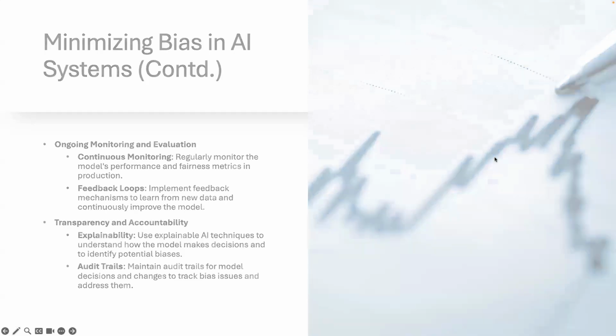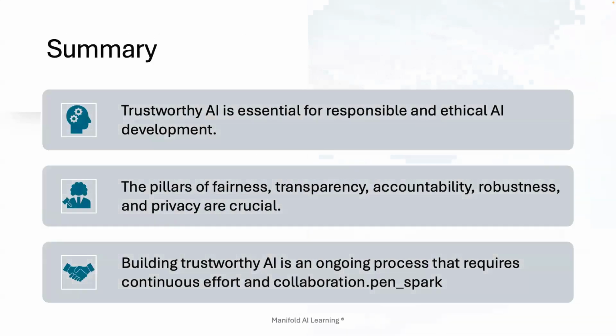So to summarize this topic of trustworthy AI, trustworthy AI is essential for responsible and ethical AI development. The pillars are fairness, transparency, accountability, robustness, and privacy. They are crucial. And building such trustworthy AI is not a single-time activity. It's a continuous process, which requires continuous effort and constant improvement. So that's the key summary of trustworthy AI.